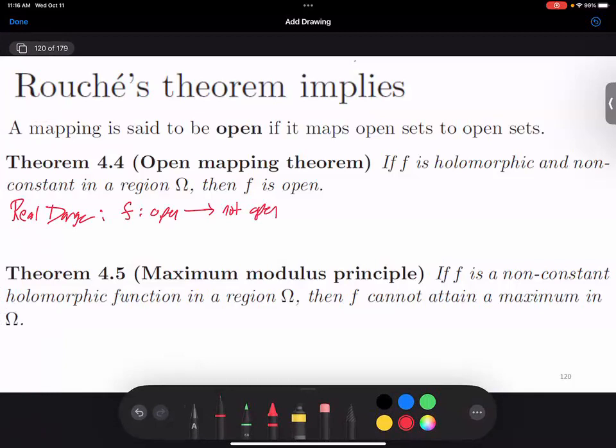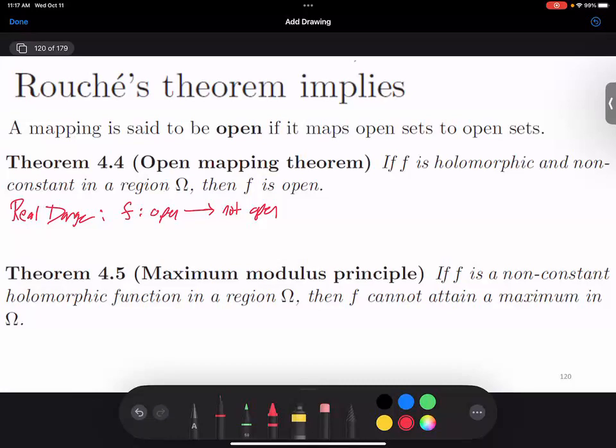So you need to give me a function and you need to give me an open set. Well, that's boring. And we're assuming f is not constant. This is why we always have to say we exclude the constant function, because if I take the constant function, then an open set is not mapped to an open set.